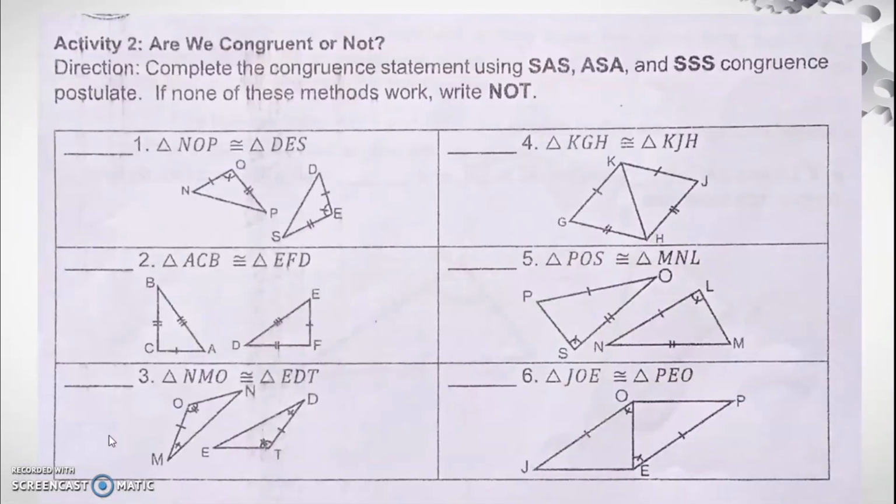Activity 2, are they congruent or not. Direction, complete the congruent statement using ASA and SSS congruence postulate. If none of these methods work, write not. So, number 1, triangle NOP congruent to triangle DES. So, the given is the side, angle, and the side. So, SAS.